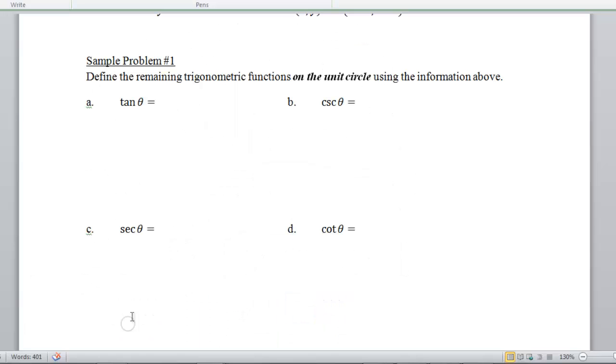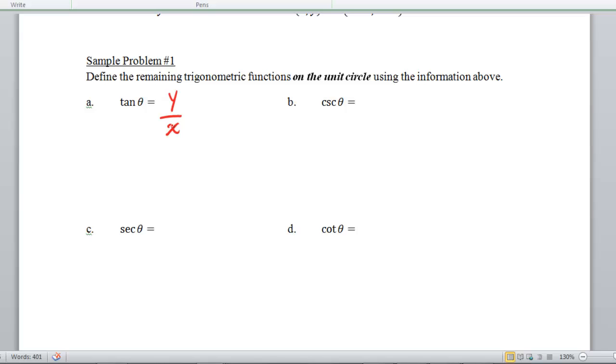So let's take a look at this first sample problem. Go ahead and try to fill in the rest of the given information for the trig functions. Okay, if we look at the triangle, what we'll see is that the tangent is going to be the opposite over the adjacent, which in this case is y over x.